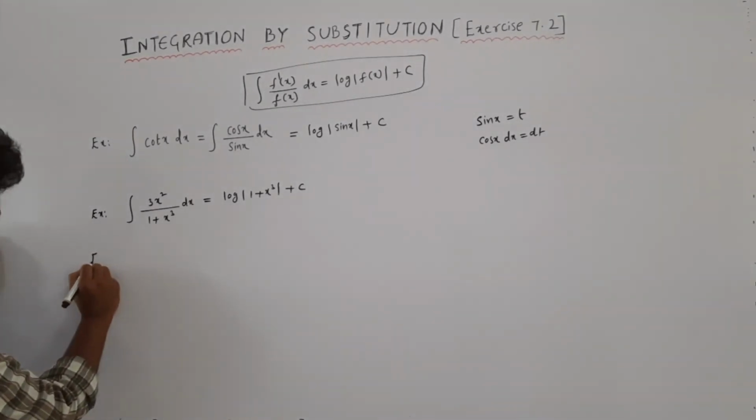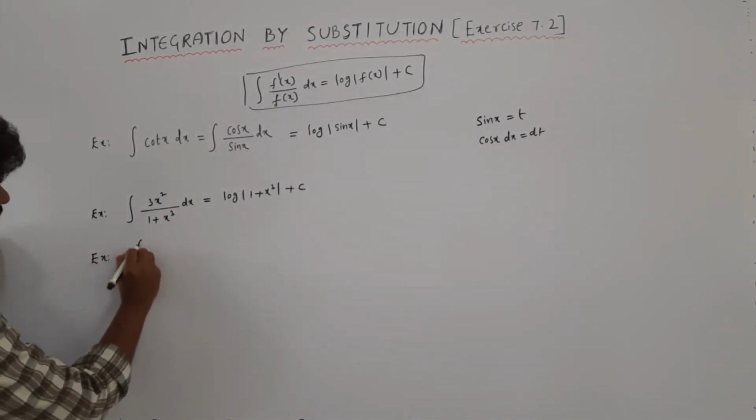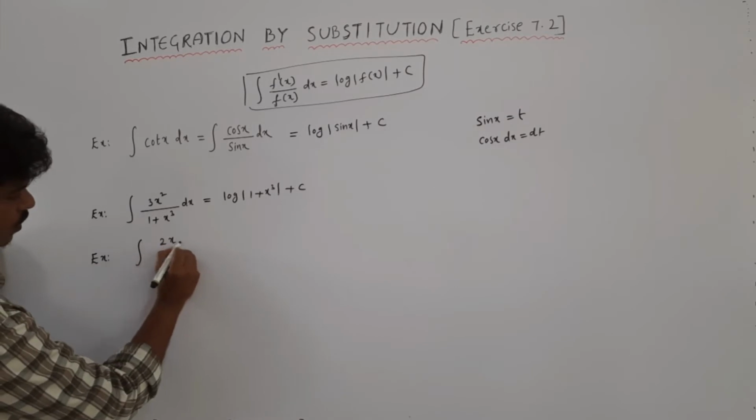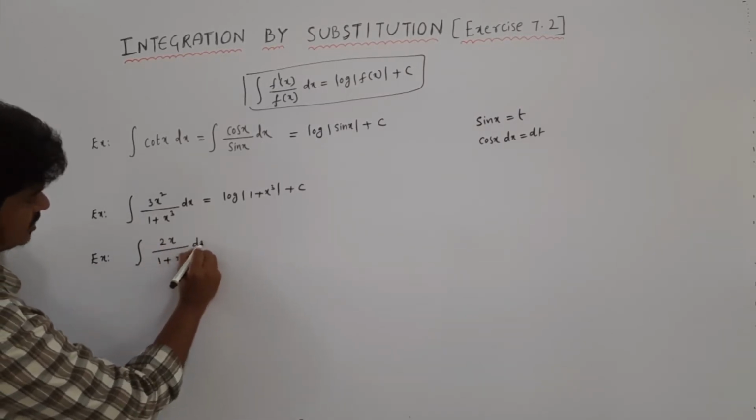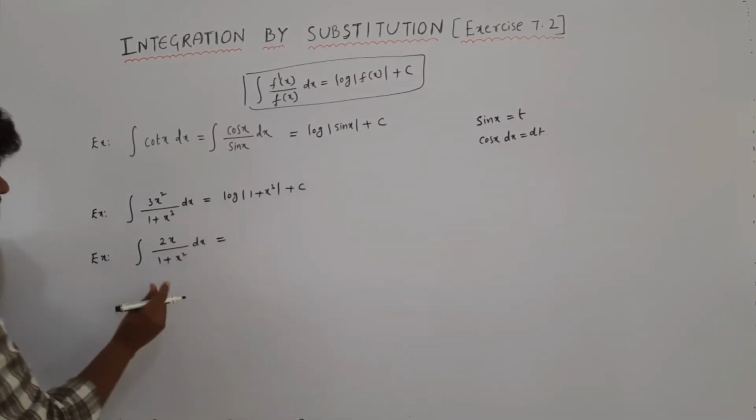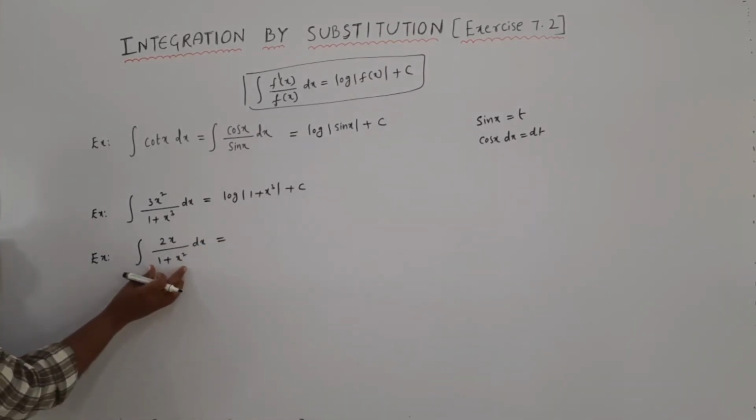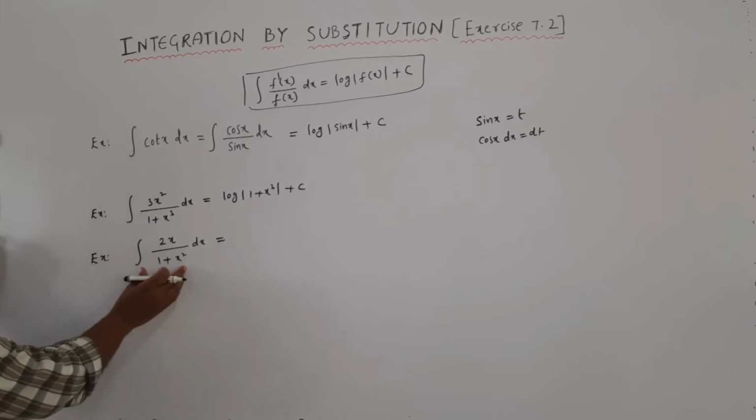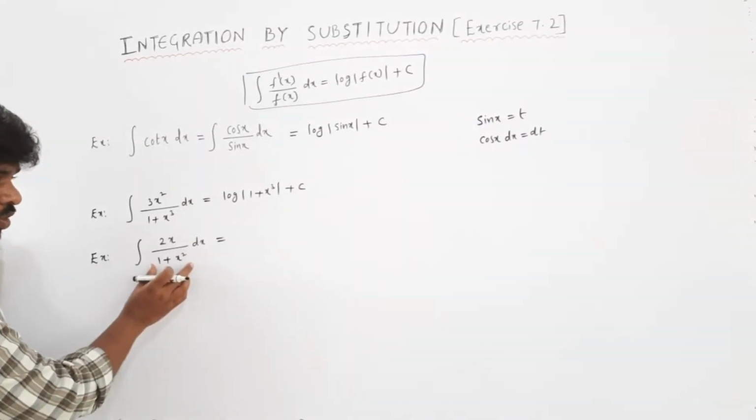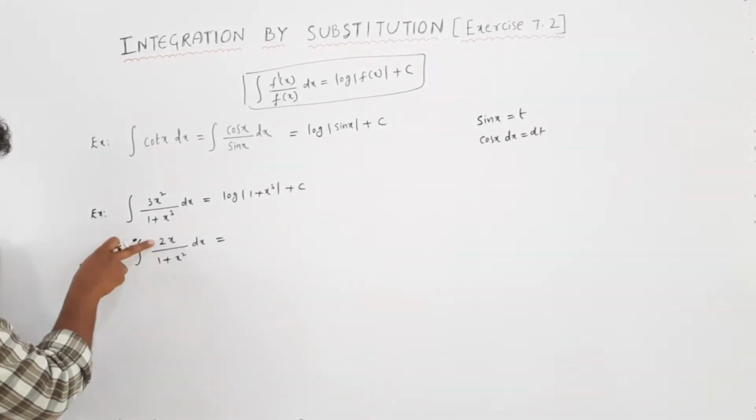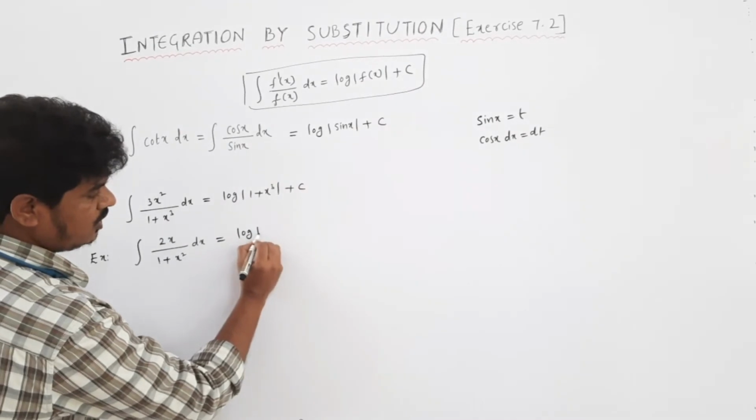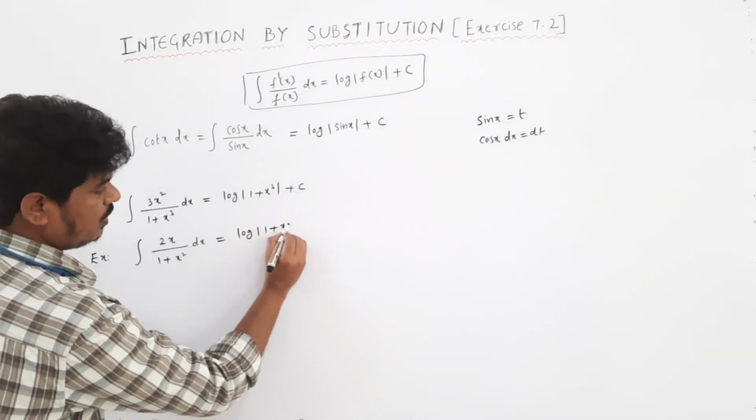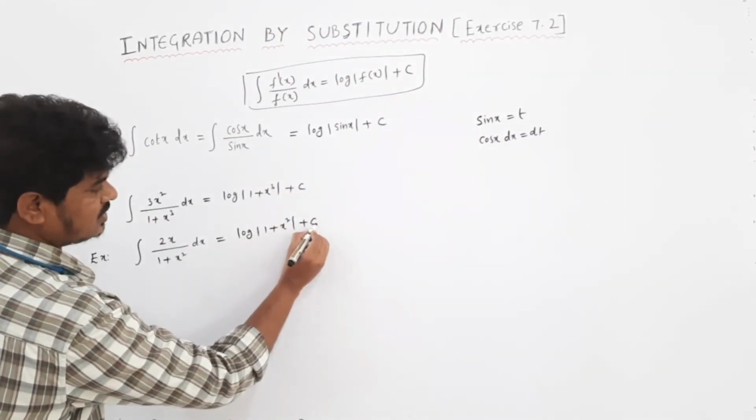Next, the third one. What is the integral of 2x divided by 1 plus x square dx? Here, what is the denominator? 1 plus x square. The derivative of 1 plus x square is 2x. That is the numerator, 2x. So the answer is log of mod 1 plus x square plus c.